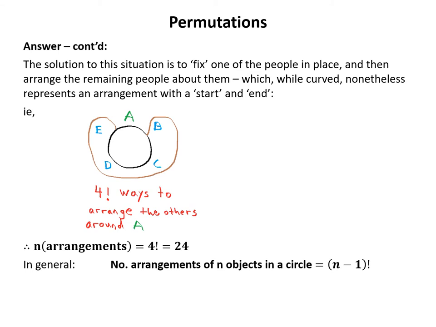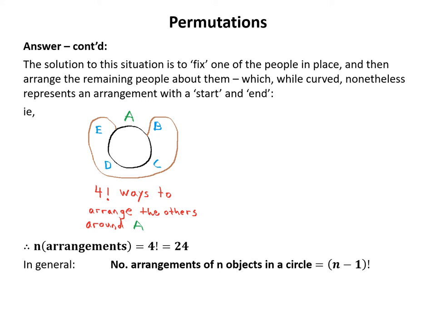So the solution to this problem is to fix one of the people in place. And by fix, we mean conceptually fix. So if we pick a person and make them a fixed point, then we can arrange the remaining people around them. If we look at the diagram, you can see that we can choose any of the people, but here we've chosen A. And if we fix that person A in place and ask ourselves how many different ways we could arrange the other people around them, we can see that even though it's curved, it's still got a start and an end. In other words, it's no different than a linear table or bench.